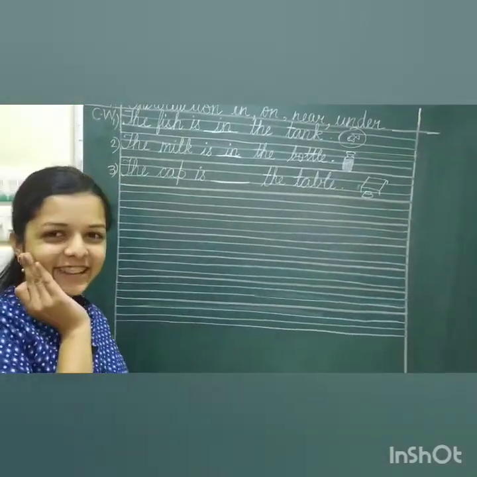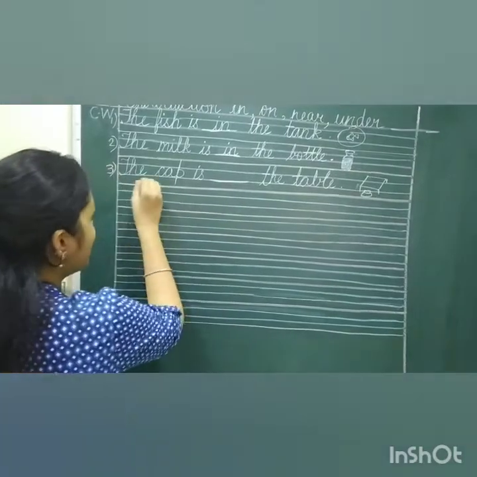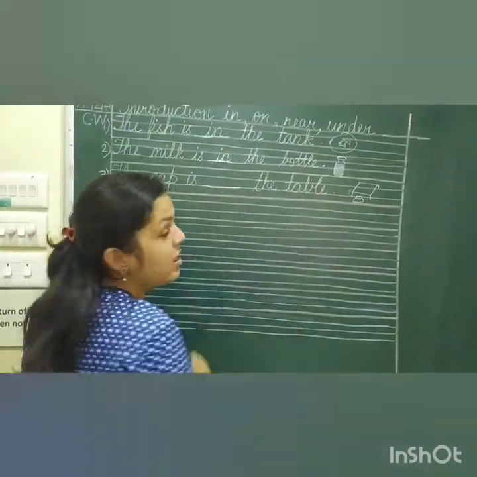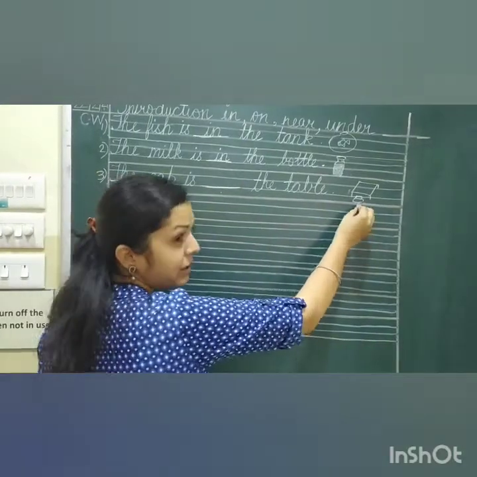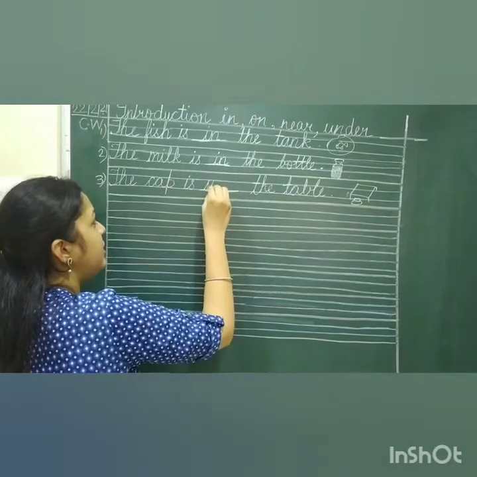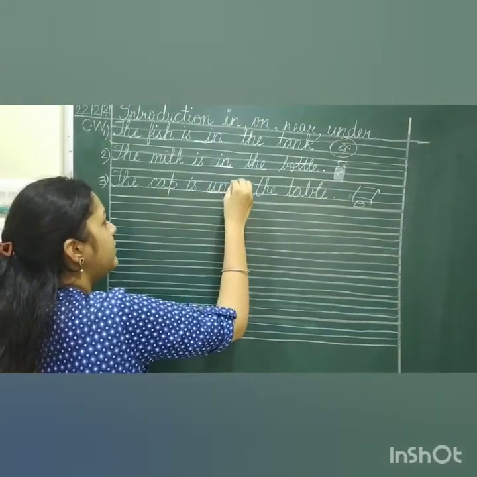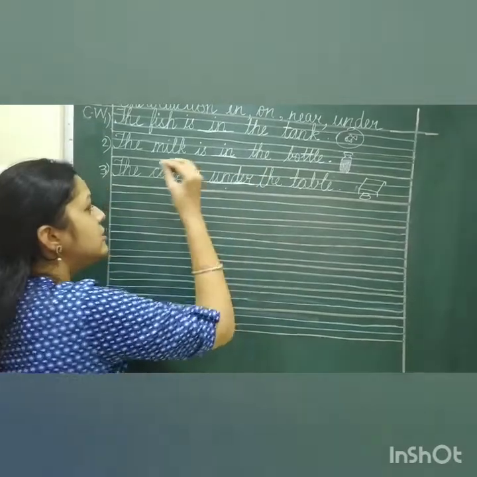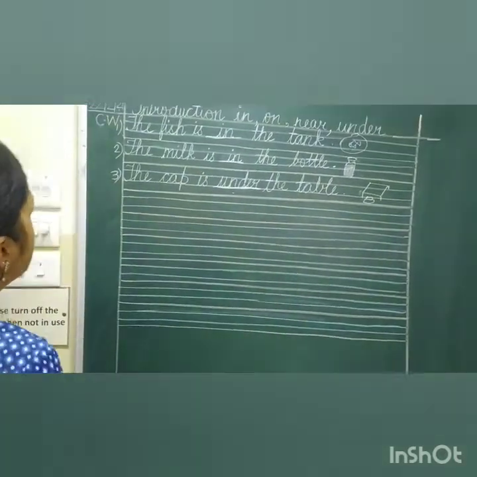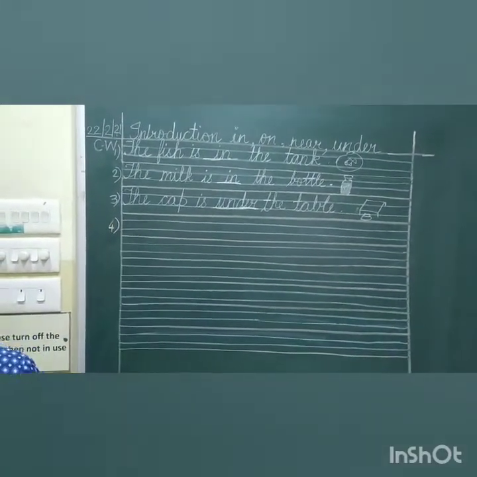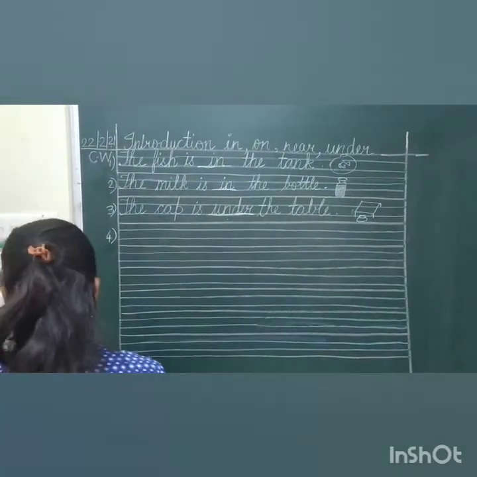Oh, I told the answer. The cap is under the table. टेबल के नीचे हमने रखा है कैप को. So here you are going to write under, U-N-D-E-R, under. Okay, next you are going to write the fourth question. And what are you going to write?